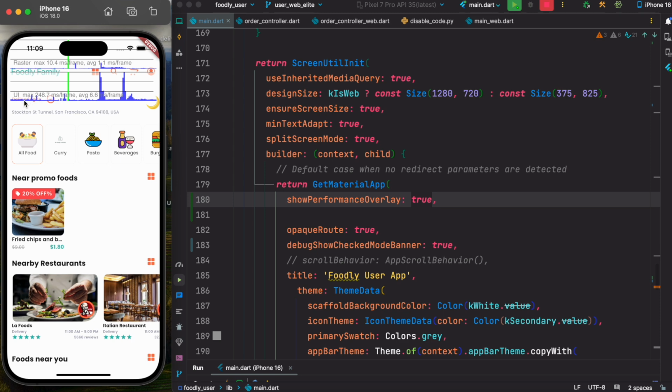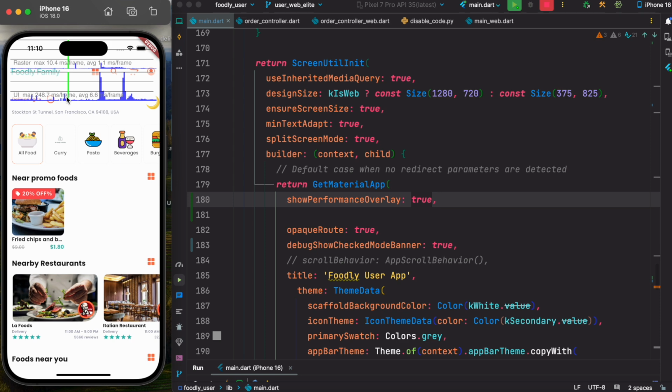Now one thing, UI max over here refers to how long it takes to build a widget tree. Widget tree means you'll have a lot of widgets, one inside another, nested widgets. That's how Flutter works. So once you have that, it has to be built, right? So UI max tells you how long it takes to build a certain widget tree. And in this case, we will see two pieces of information. One is this milliseconds per frame. Over here, we see 248 milliseconds. So for a frame, it took 248 milliseconds.